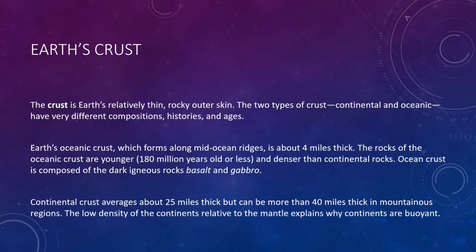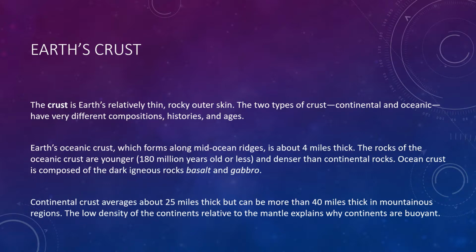Unlike oceanic crust, which has a relatively homogeneous chemical composition, continental crust consists of many rock types. Although the upper crust has an average composition of granitic rock called granodiorite, its composition and structure vary considerably from place to place. Continental crust averages about 25 miles thick, but can be more than 40 miles thick in the mountainous regions. It has an average density of about 2.7 grams per cubic centimeter, so slightly less dense than the ocean crust.